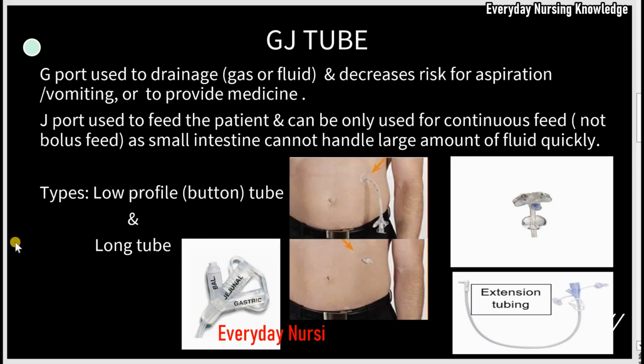There are two types of GJ tube, just like a PEG tube or a G tube. One is the low profile tube. This is a low profile tube. It is also called a button tube or a long tube. If a patient has a button tube, you need an extension tubing to give feed to the patient.